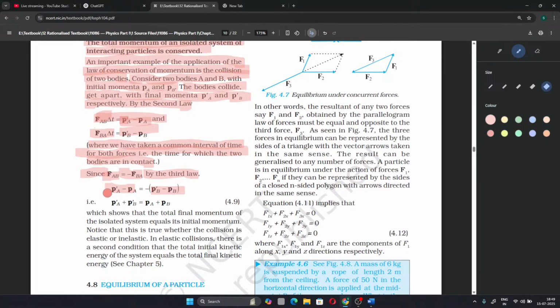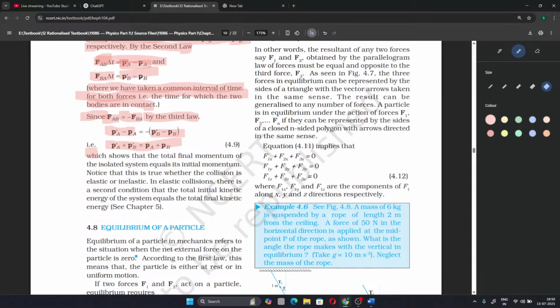Basically, from the third law and the second law, we can write that the sum of the final momenta of the two bodies is equal to the sum of the initial momenta of the bodies. That shows that the final momentum of an isolated system equals its initial momentum. Notice that this is true whether the collision is elastic or inelastic. This conservation of momentum will always be true, even if the collision is elastic or inelastic.